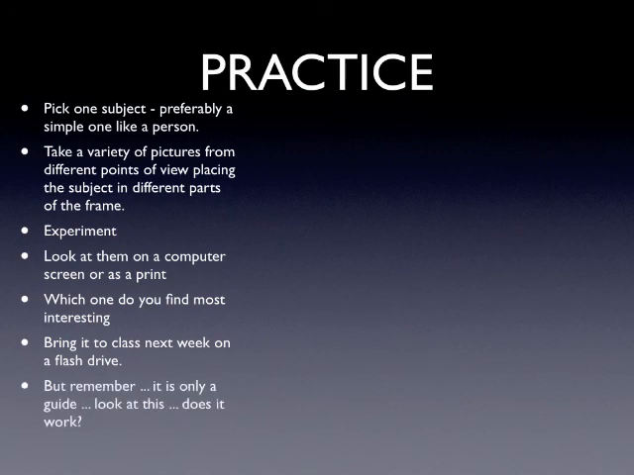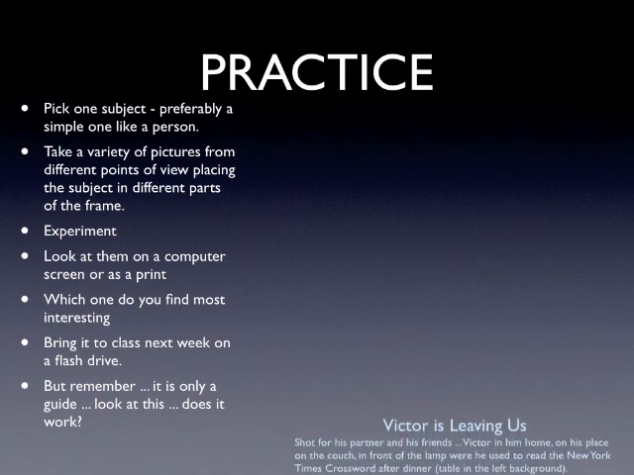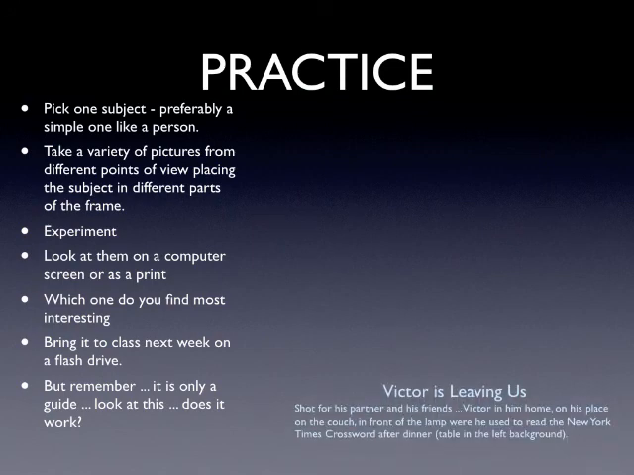But remember, it's only a guide. I want you to look at this particular image. The title of the picture is Victor is Leaving Us. This is a picture of my dear friend who's got dementia. It's intended to be a picture of him in the context of his home, sitting on his couch with the space beside him empty. That's where he always is, with no one beside him there. Not that he's not loved, because he is terribly, but that's just what he does.